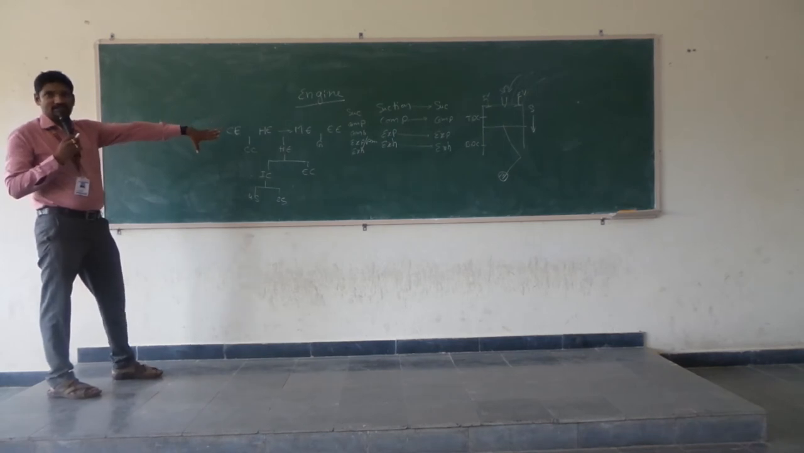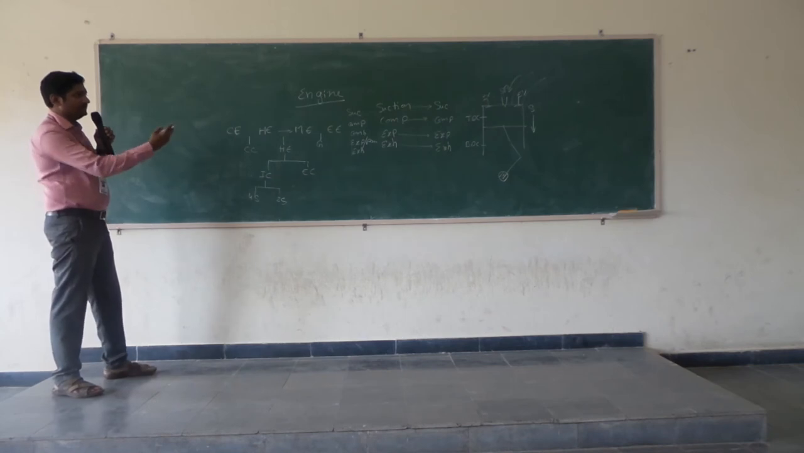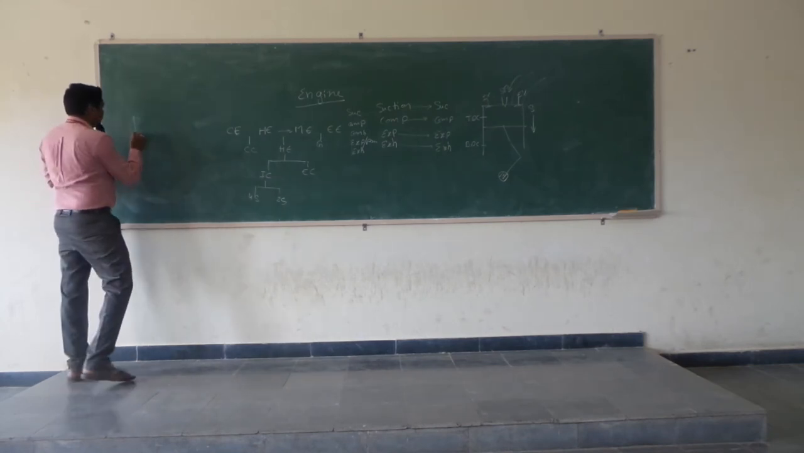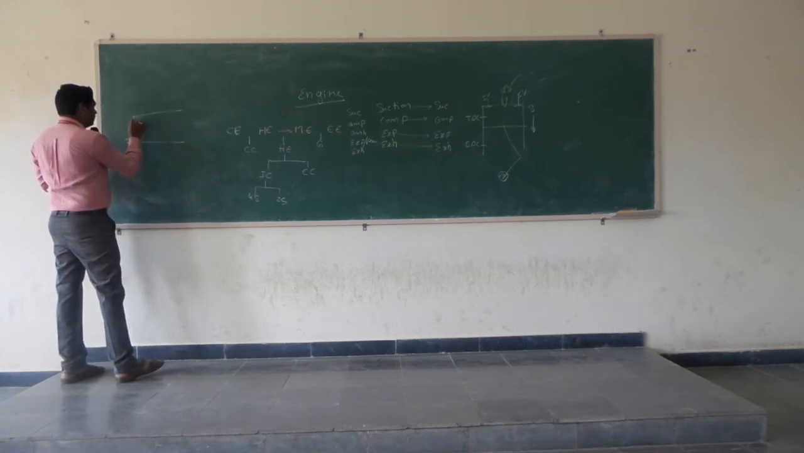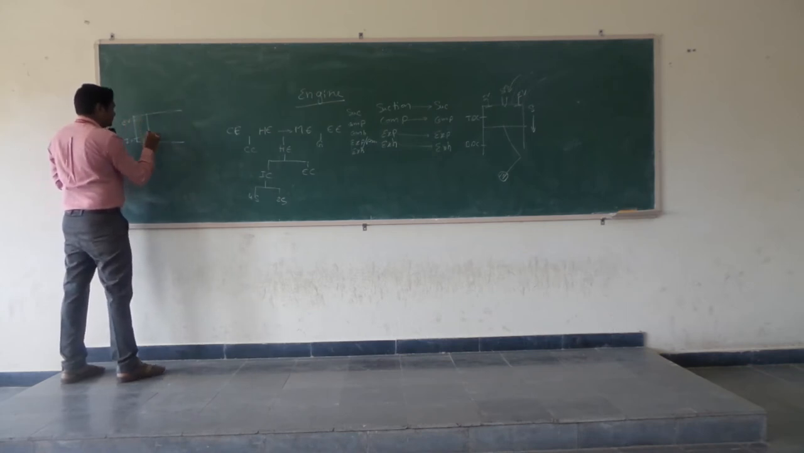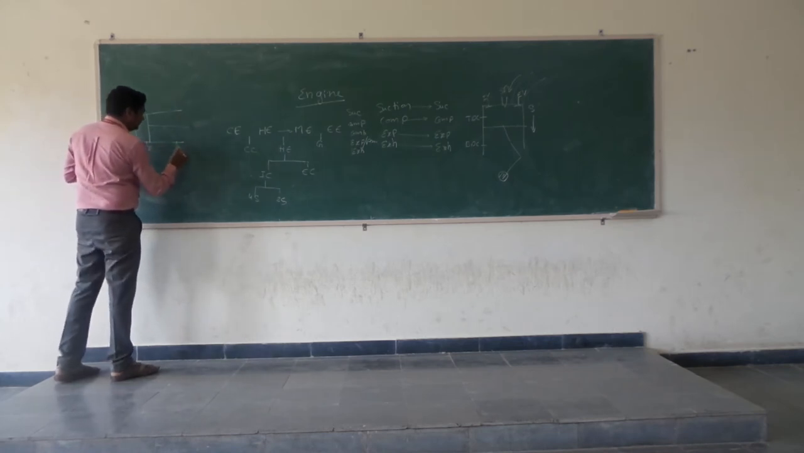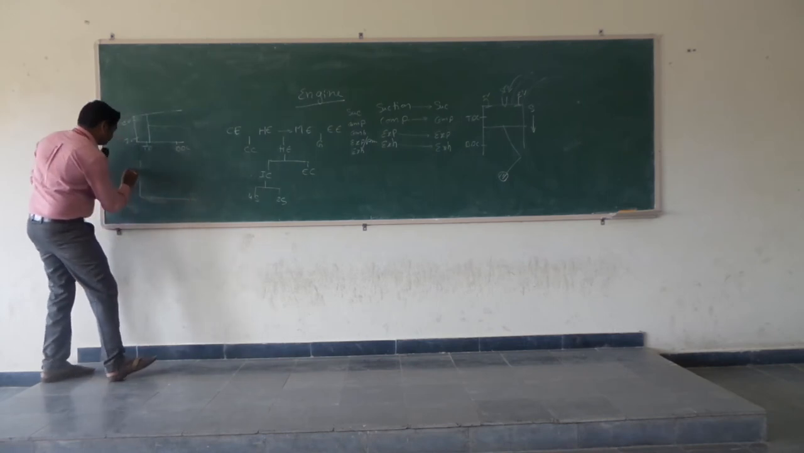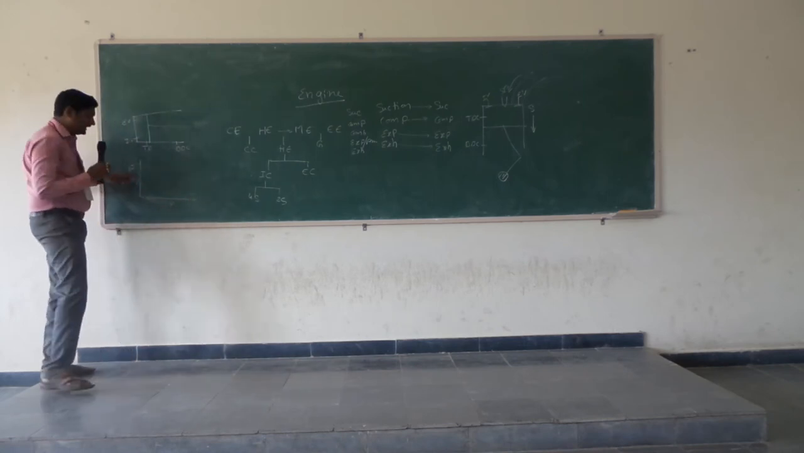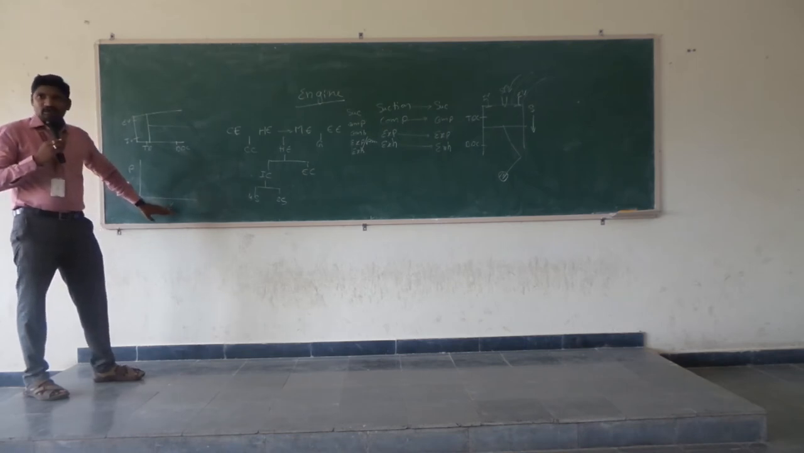It is the Otto cycle. For our convenience, we can draw the IC engine in a horizontal position like this. This one is the inlet valve, this one is the exhaust valve, and this is the piston, with TDC here and BDC here. This is the PV diagram. On the vertical axis we consider the pressure, and on the horizontal axis we take the volume.